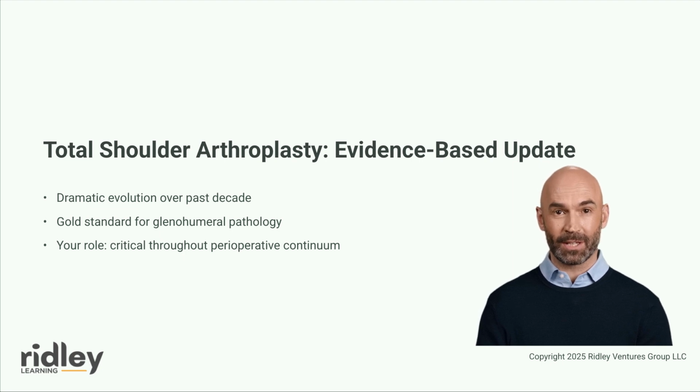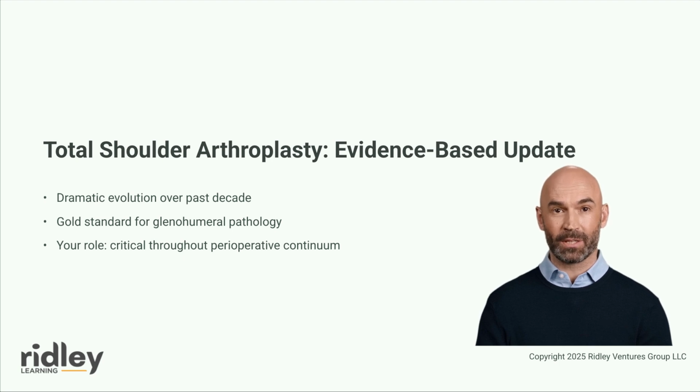Welcome to this advanced continuing education course on total shoulder arthroplasty and evidence-based update. Over the next several hours, we'll explore the dramatic evolution that shoulder arthroplasty has undergone over the past decade, examining expanding indications, refined surgical techniques, and evidence-based rehabilitation protocols that directly influence patient outcomes. Total shoulder arthroplasty, including both anatomic and reverse approaches, now represents the gold standard intervention for glenohumeral pathology.